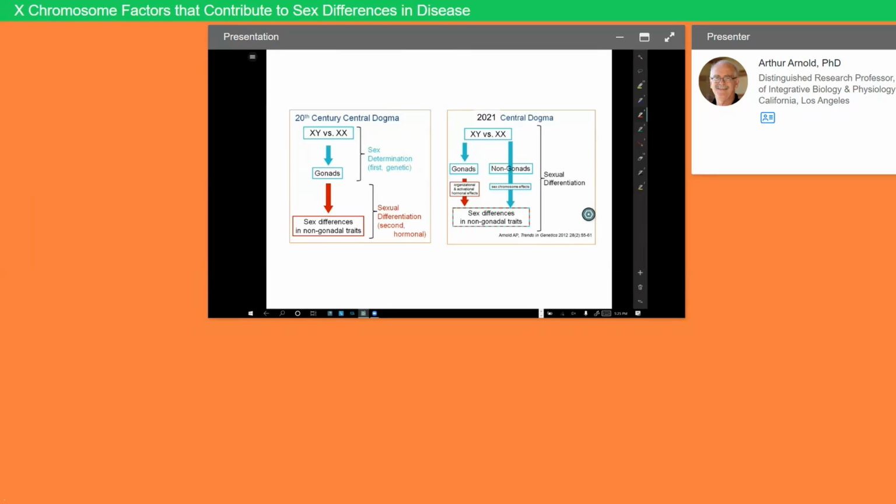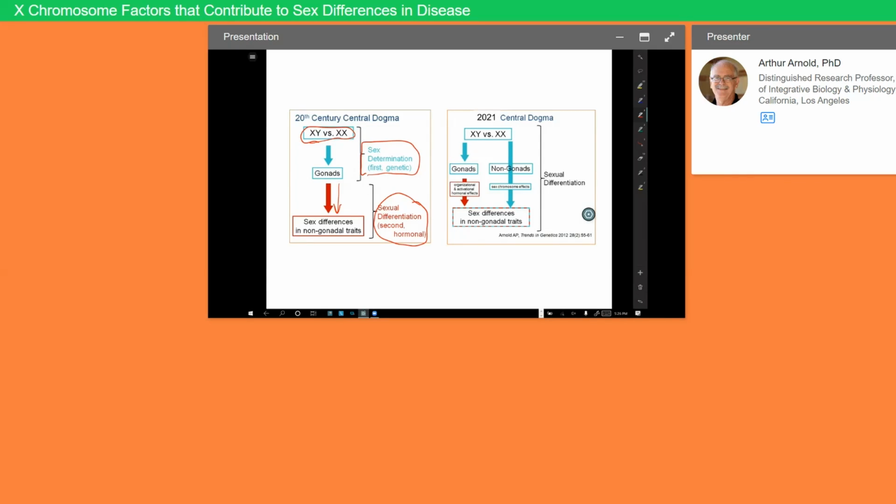The old theory from the last century was that the inherent sex difference in the X and the Y sex chromosomes plays out first in the gonads. Individuals that have a Y chromosome and the SRY gene develop testes, and those without the Y chromosome develop ovaries. And so the sex chromosomes determine the kind of gonad, and that's the first step of sexual differentiation called sex determination, and it's a genetic step. The second step is called sexual differentiation, and it's hormonal because the gonads secrete different hormones, either testicular hormones or ovarian hormones. And these act throughout the body to cause sex differences in traits. This model is in the textbooks and is still taught today. A lot of people still think this way.